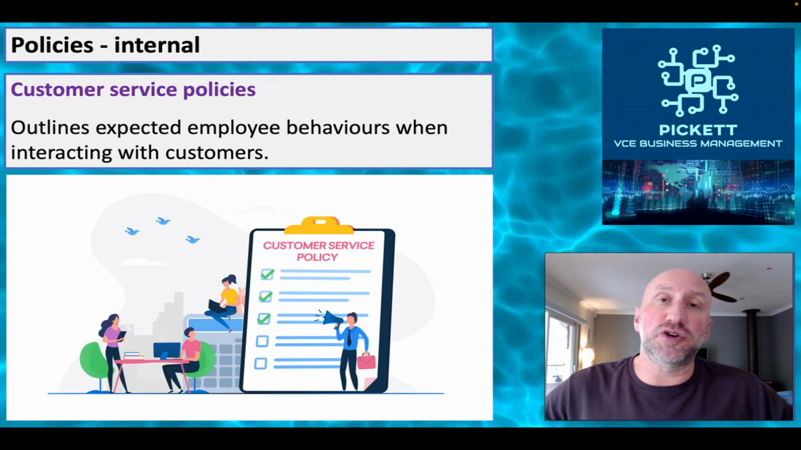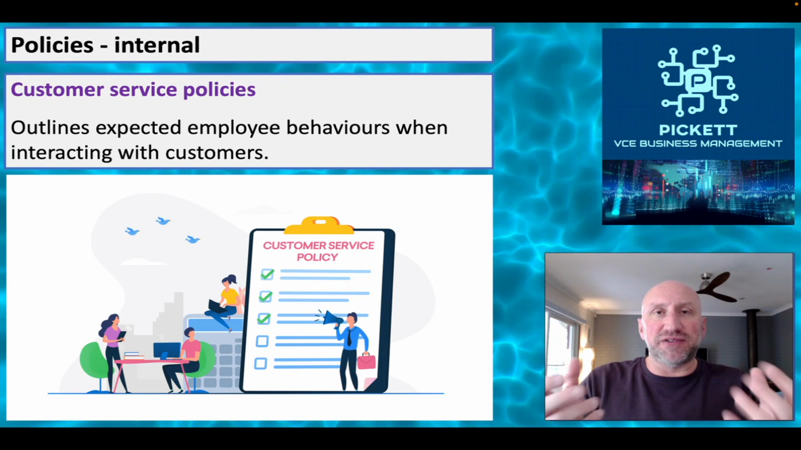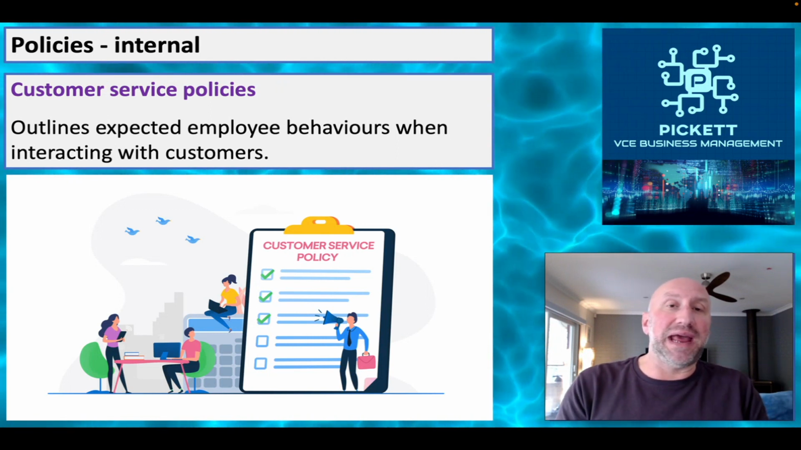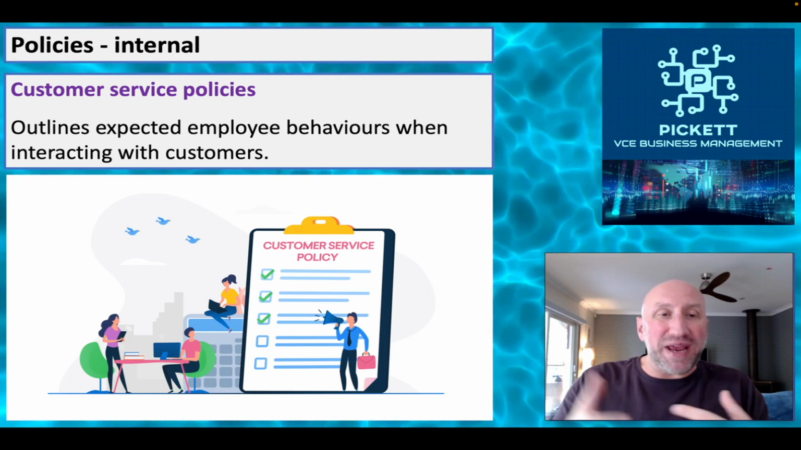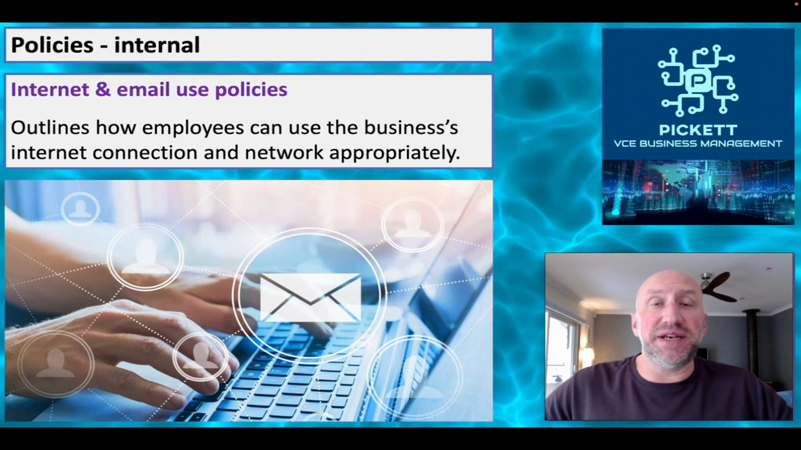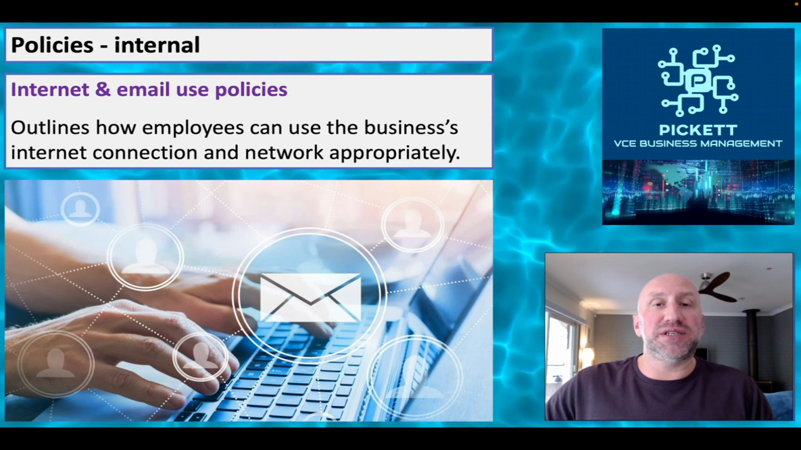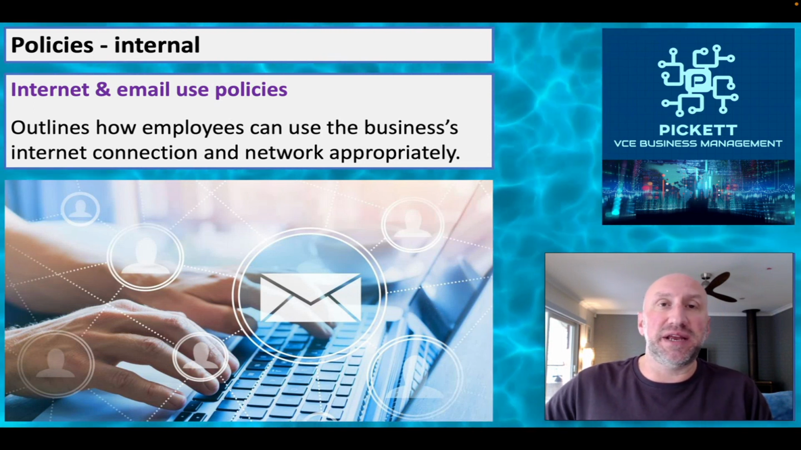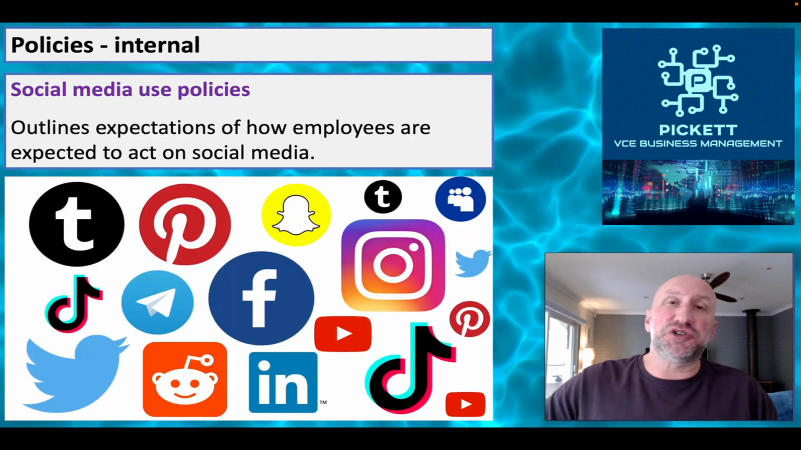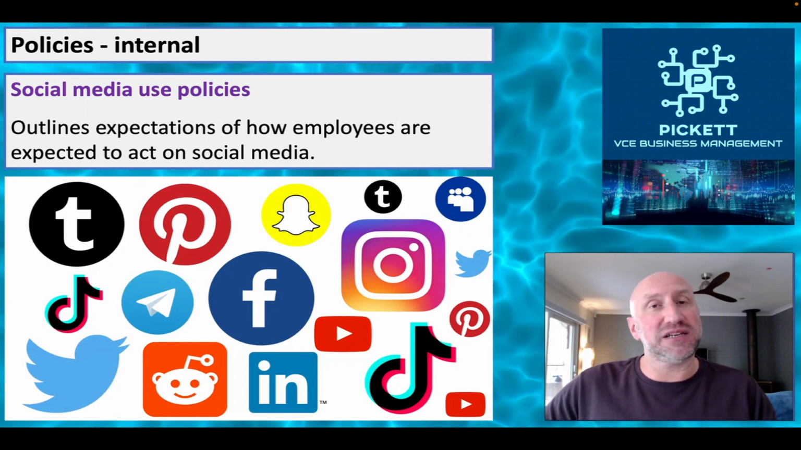Another example of an internal policy would be a customer service policy. So, particularly large businesses, they'll have a certain way they like to deal with customers. And these policies would outline how the employees behave or interact with their customers. Kind of makes sense. Internet and email use policies outline, obviously, how employees are allowed to use the business's internet connection and network appropriately, and how emails can be used. And social media policies, again, outline expectations of how employees are expected to act on social media.